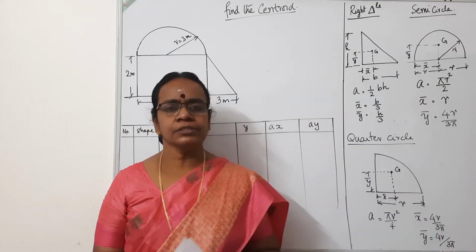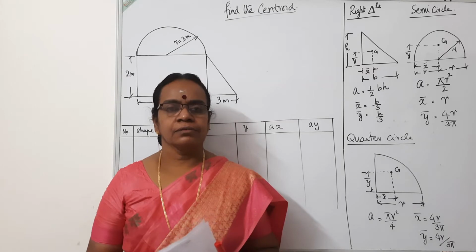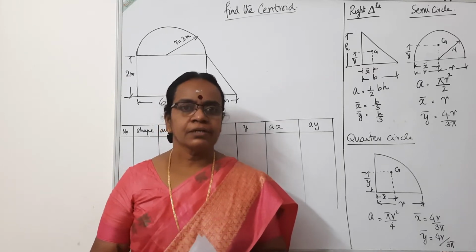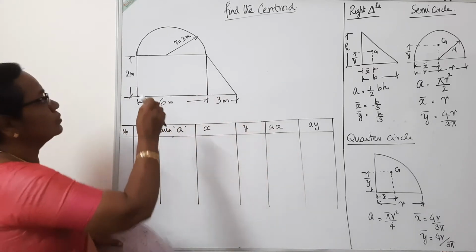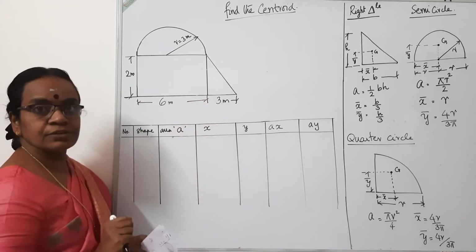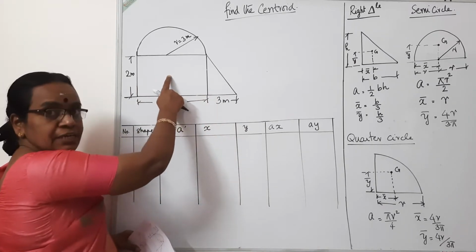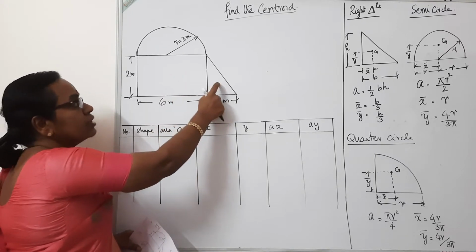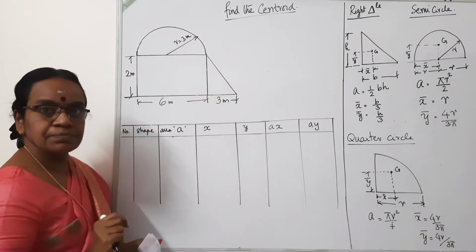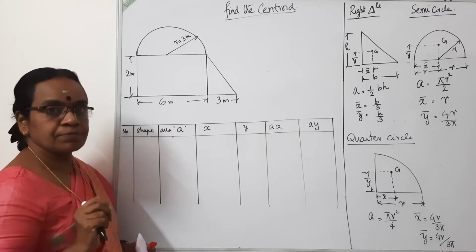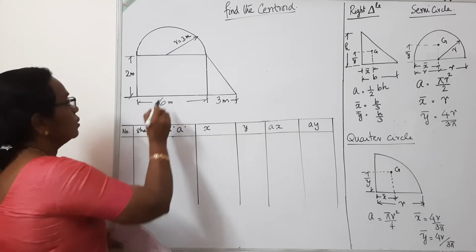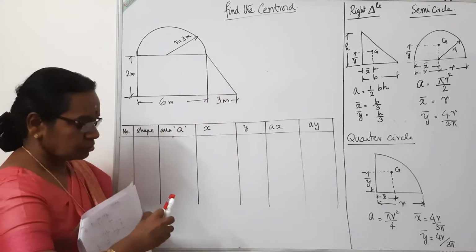Now we are going to discuss in today's class the centroid of a composite area as shown in the figure. To find the center of gravity or centroid of this figure, it comprises a rectangle, a triangle and a semicircle. Three different shapes. So we have to split it up into three areas.